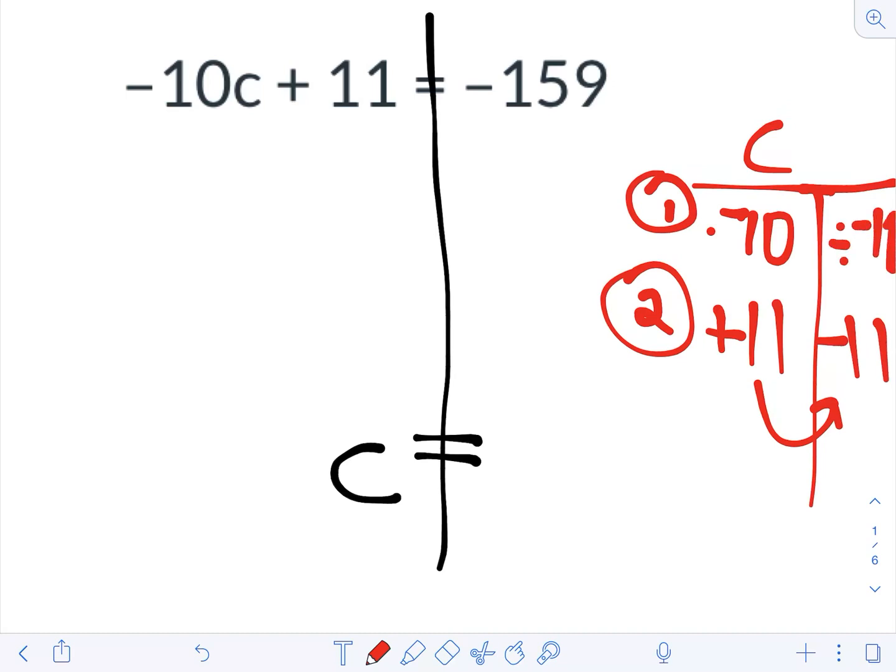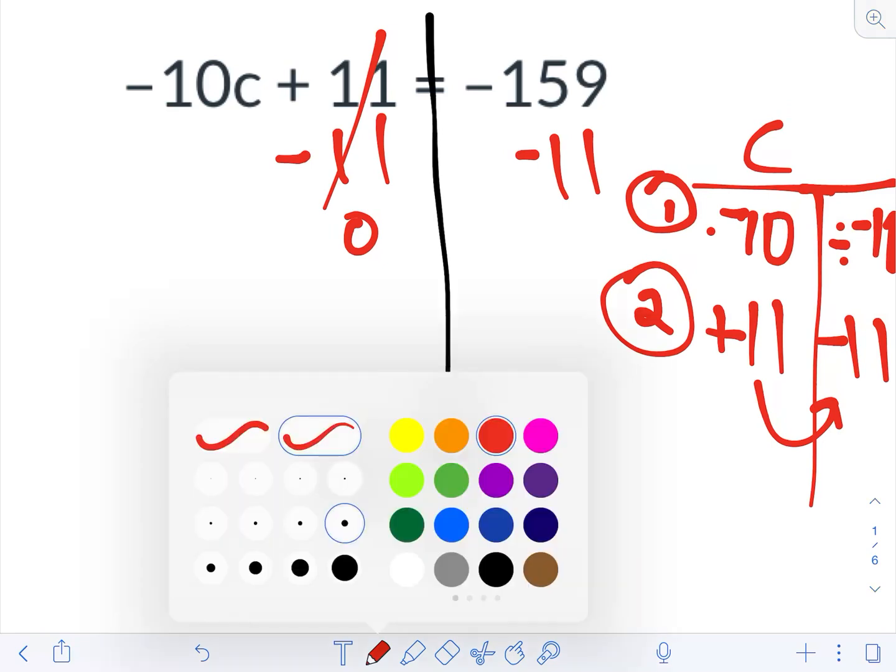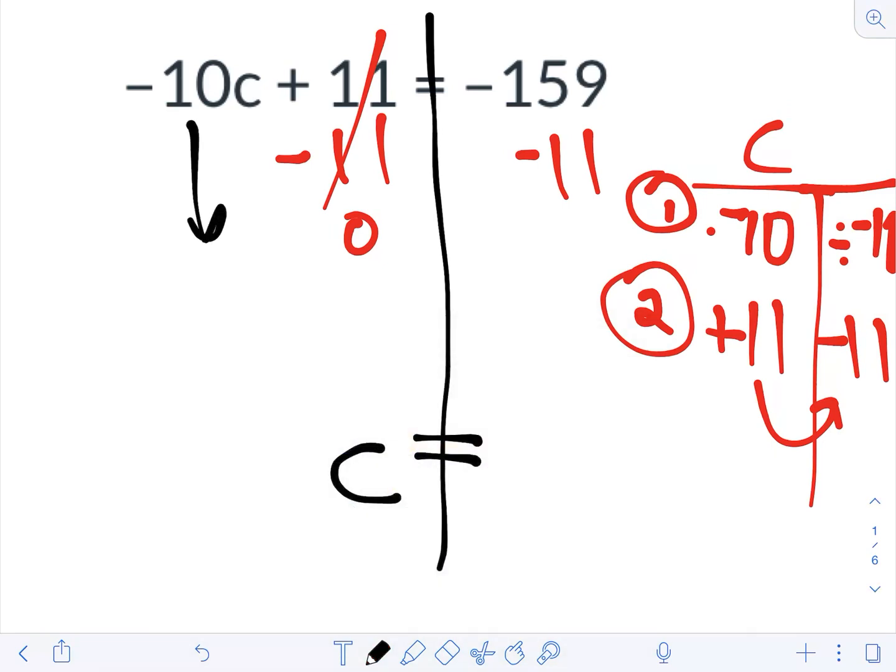We're just doing the opposites. So, let's see what that looks like. First thing we do is subtract 11 from this side. That cancels out to get a 0, so we're doing good. And then we subtract 11 from this side. This is where a lot of people made mistakes, because we had -159 minus 11, and that'll just give us more 11. So we bring this down. We have -10C is equal to -170.